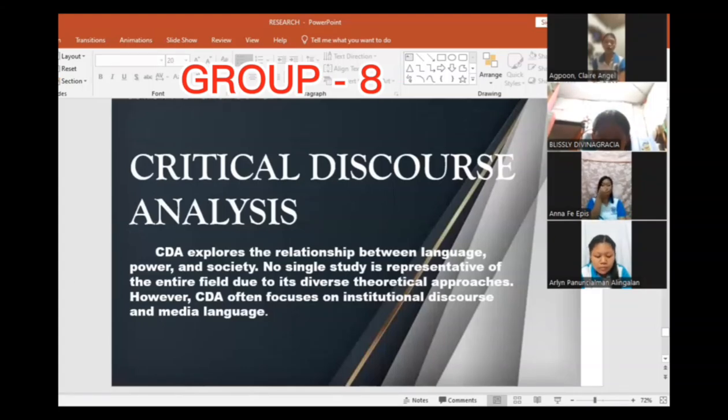One of CDA's main strengths is its ability to uncover the hidden ideologies within everyday language, showing how powerful groups use language to maintain control over marginalized communities. This approach offers important insight into how language not only reflects but also reinforces societal hierarchies, especially in political settings.